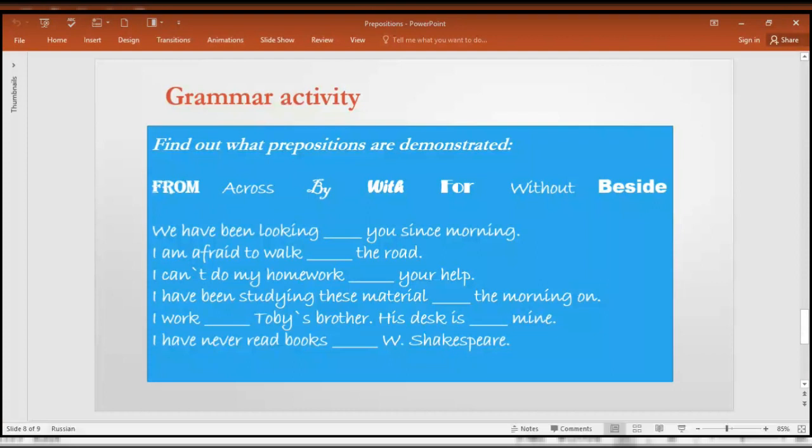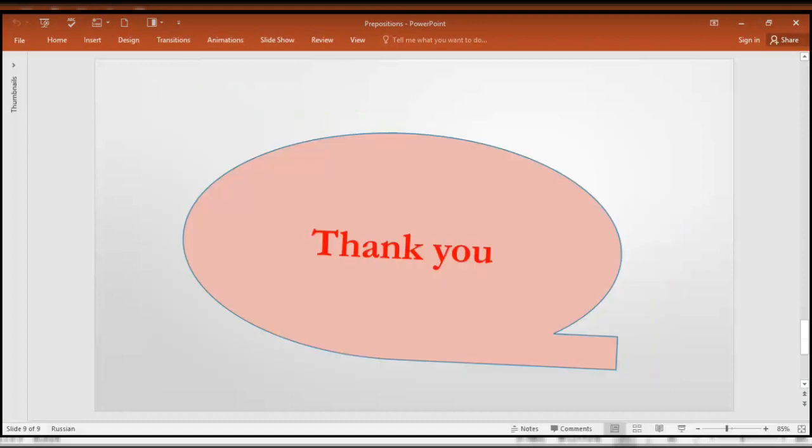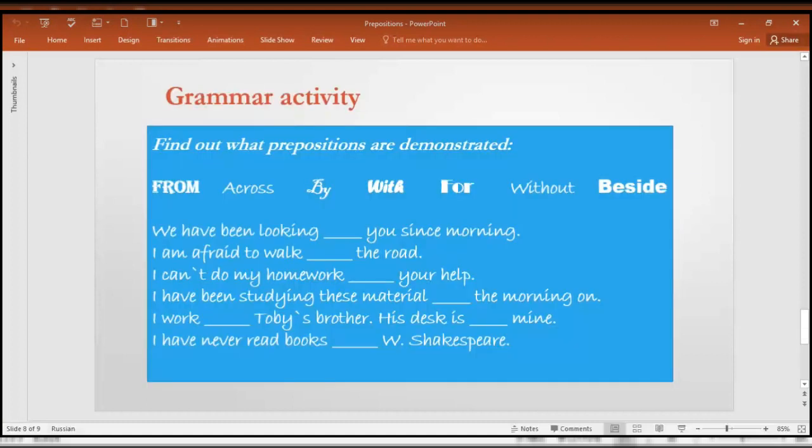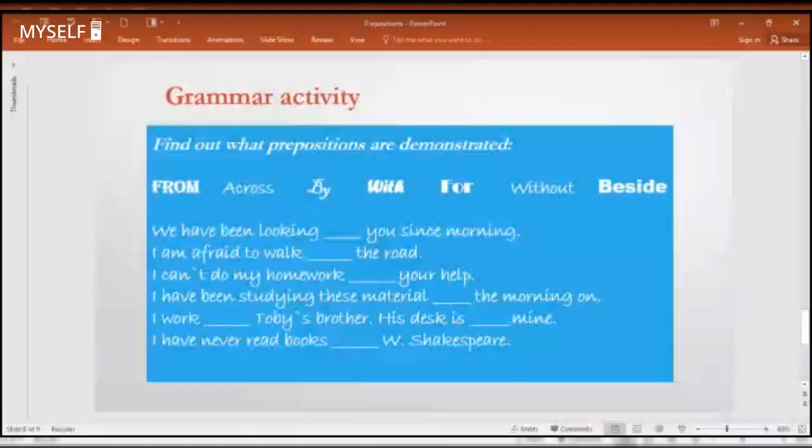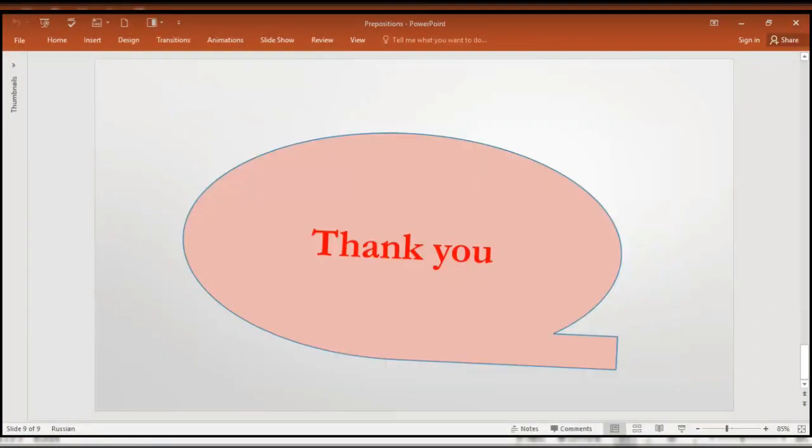I work with Toby's brother. His desk is beside mine. And the last one is by: I have never read books by Shakespeare. So this is the end of my demo lesson, and I want your feedback for this lesson. So, thank you guys.